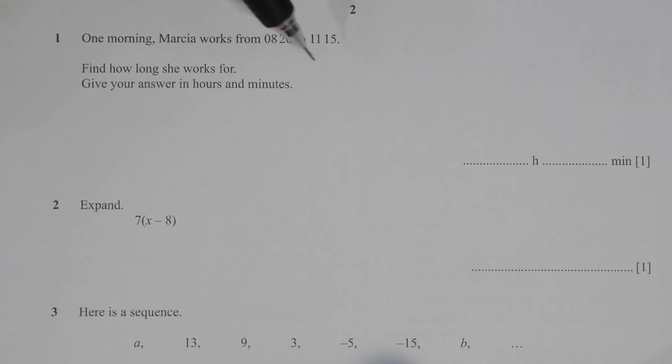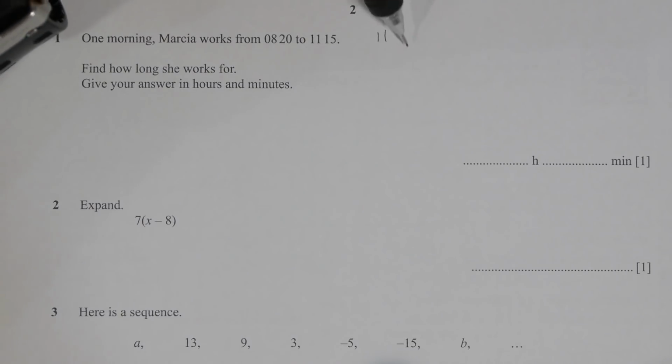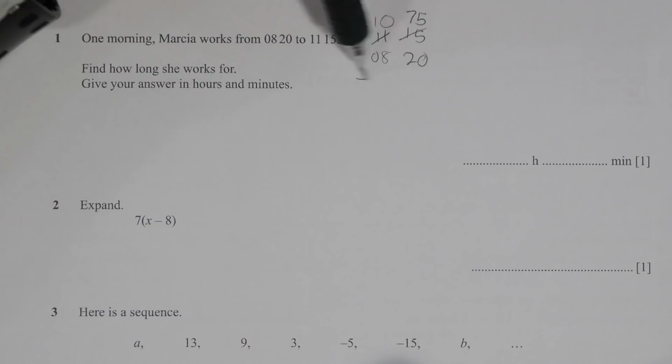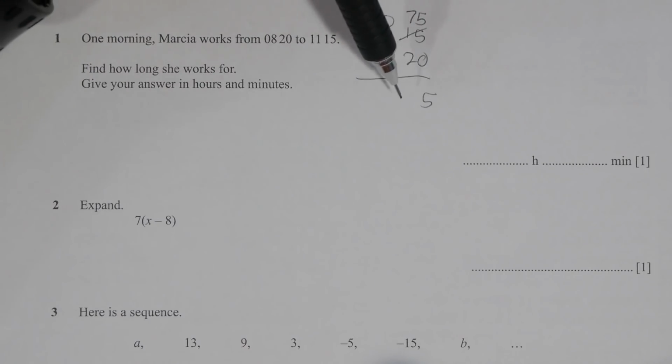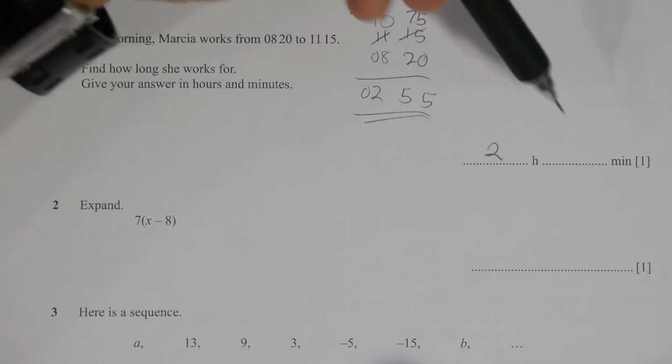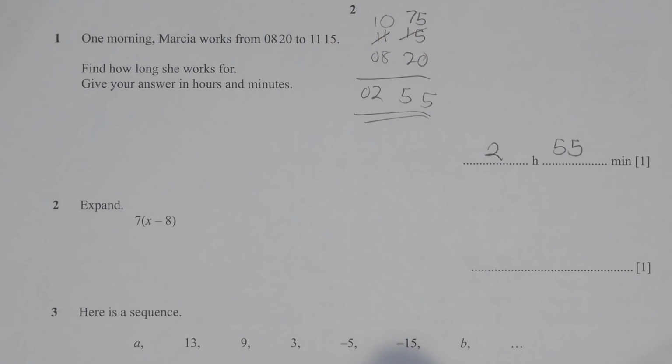For the first question, Marcia works from 8:20 to 11:15. Okay, so simply take 11:15 minus 8:20, then you will get the result of 2 hours and 55 minutes. So I change the 15 into 75 and extract 1 hour from 11.